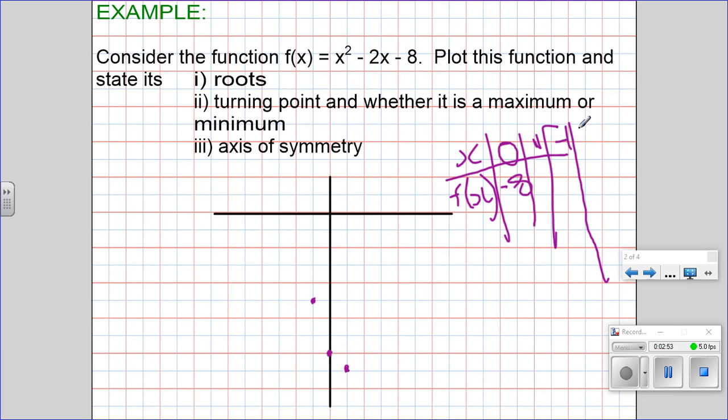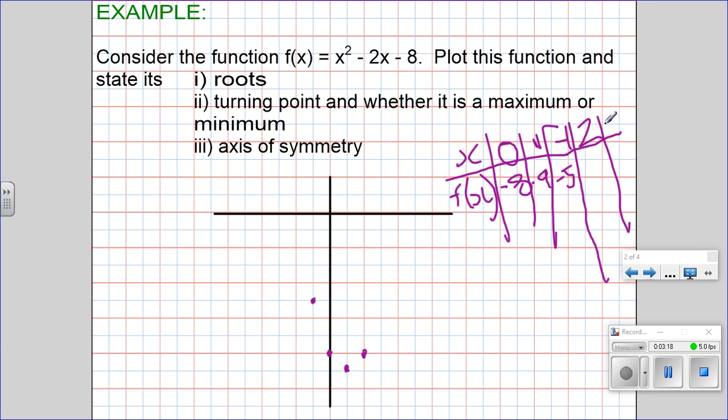Okay, so let's go 2. So that gave us negative 9, that gave us negative 5. So let's go 2. 2 squared, which is 4, minus 2 times 2, which is 4. So 4 minus 4 is 0, minus 8, negative 8.